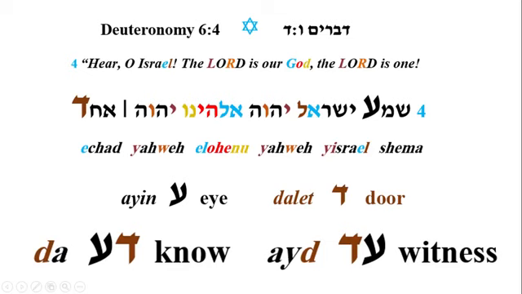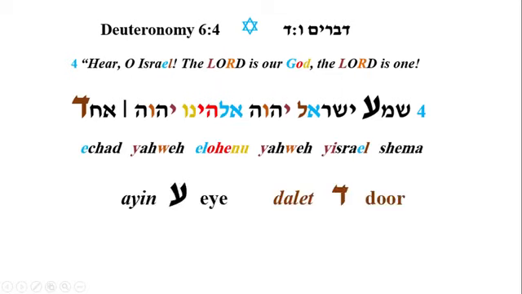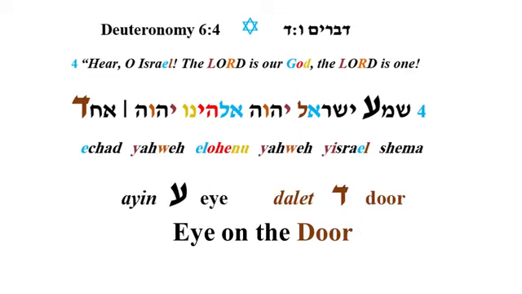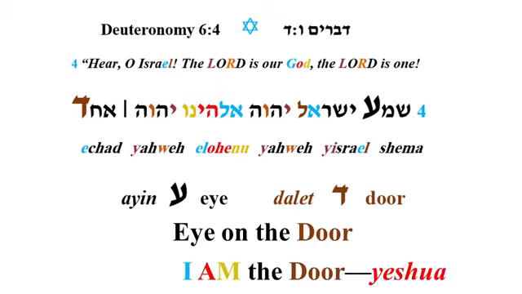Also, ayin is eye, dalet is door. Here it's telling you that those two enlarged letters say, keep your eye on the door. Well, that's interesting because Yeshua said, I am the door. No one gets to the Father but through me. Remember, Jesus is the door.